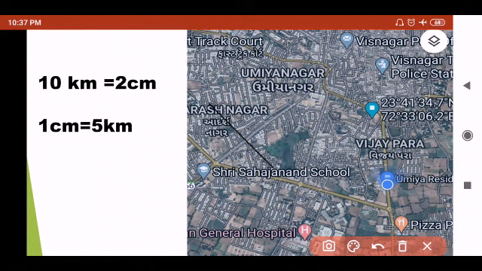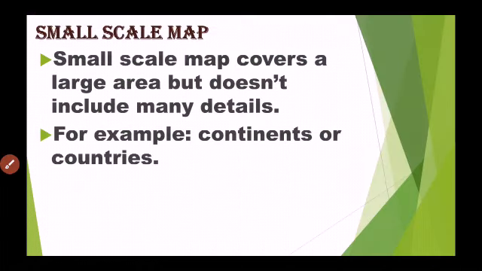Now maps are also of different types. The first type we will study is the small scale map. Now what is this small scale map? A small scale map covers a large area but does not include many details. Means it is showing us the big areas, but those big areas in detail it will not show to us. For example, continents or the countries.